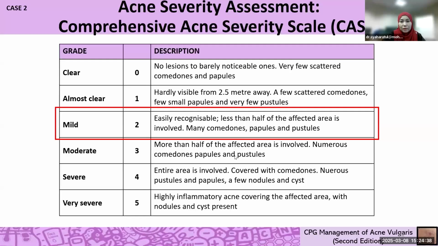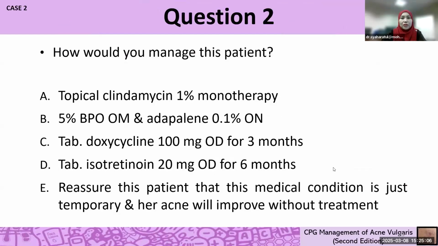In 3, more than half of the affected area is involved. There's also numerous comedones and pustules; you can argue between many and numerous. But if you can appreciate, the area involved is less than half, compared to 3, where more than half of the face is involved. It's not wrong to score between 2 or 3, but I'm happy to see that nobody scored 4 or 1. So how would you manage this patient?